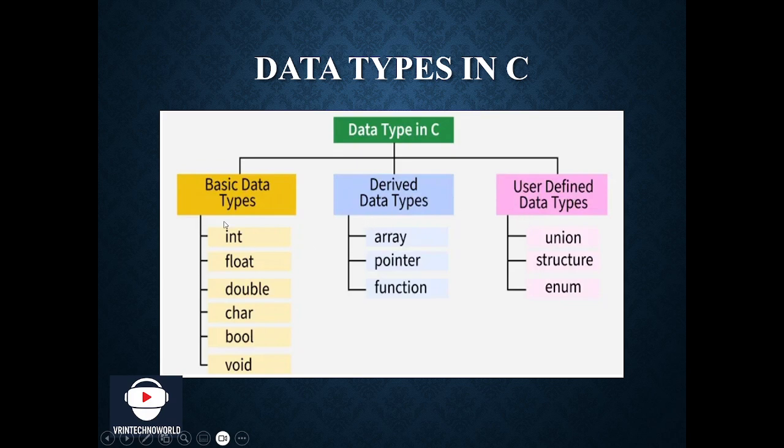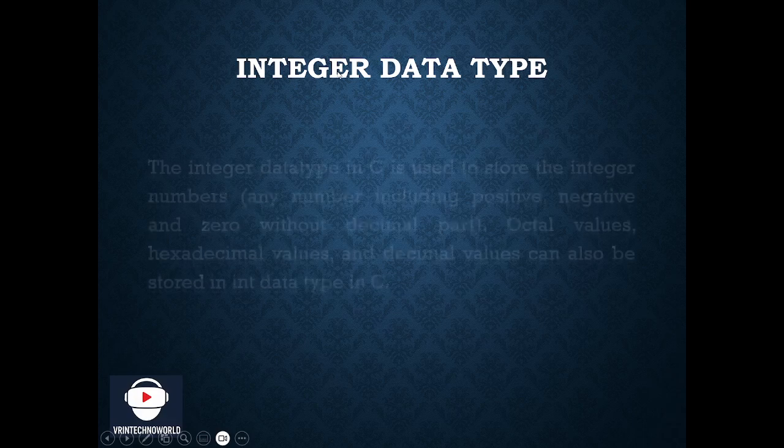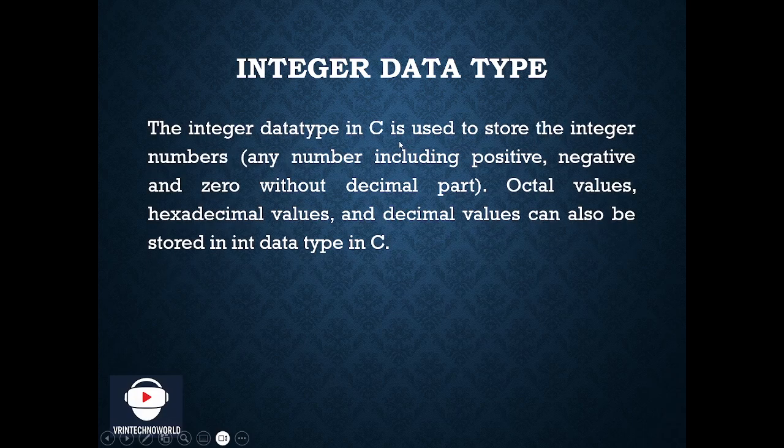This time we are just focusing on the basic data types, and with the help of these basic data types, you need to write various C programs. So the first data type is int. int represents the integer data type, which in C is used to store integer numbers. Integer number means any positive number, any negative number, zero, that is, a number without a decimal part.